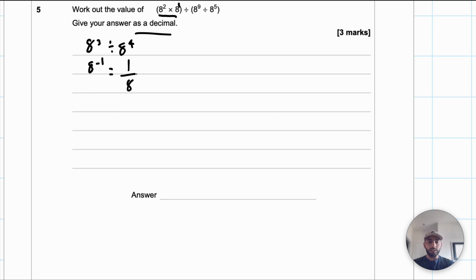So if you know 1/4 is 0.25, you can just half it to become 0.125, or you can just do 1 divided by 8. How many 8s go into 1? It doesn't. Carry the 1 over. 8s into 10 is 1. Carry 2 over. 8s into 20 is 2. Carry 4 over. 8s into 40 is 5. 0.125.